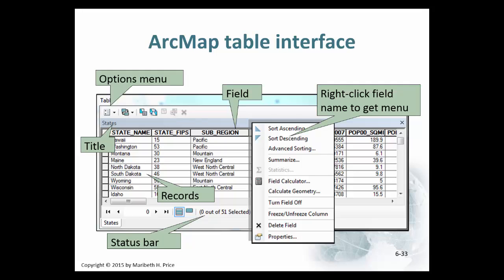Spend some time to get familiar with the ArcMap interface. The Options menu and right-clicking the field name is how you access the tools. The status bar also gives important information such as how many records are in a table and how many records are selected.